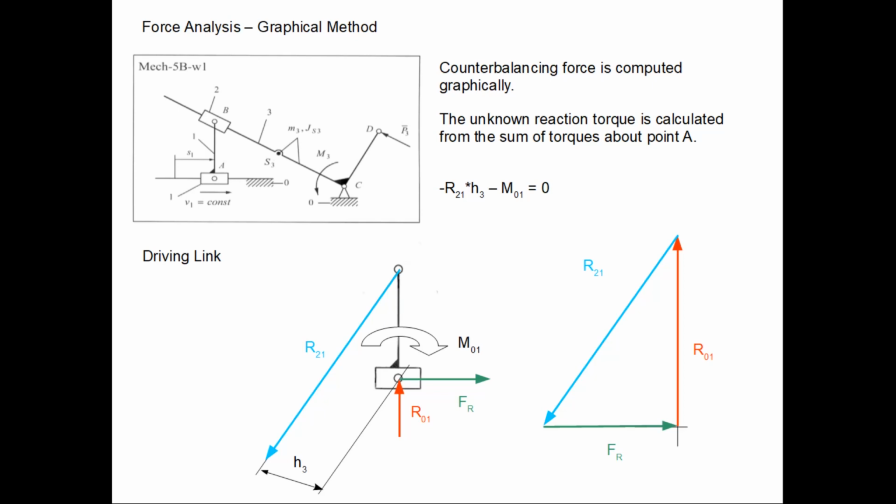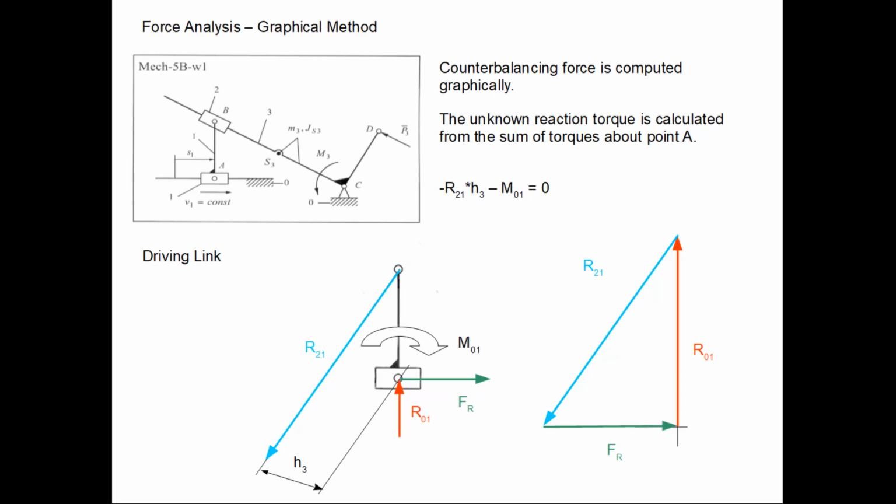And because these are only three forces, we can solve this using our sum of the three forces method to compute R01 and Fr. These two forces are found by the graphical method, and the unknown M01, this reaction torque, is computed by analyzing the sum of the torques with respect to the point A.